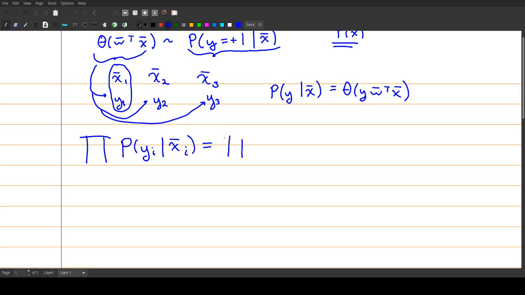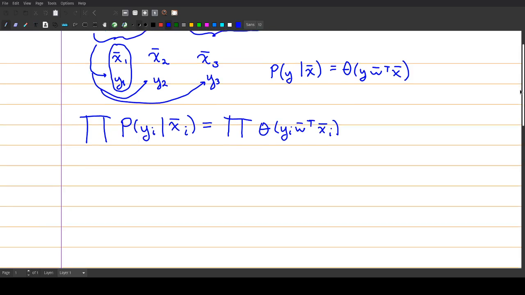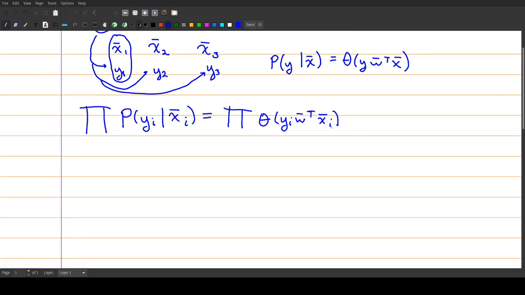So what I have is the product of theta of yi times w transpose xi. And now what we do in the maximum likelihood method is just find the w that maximizes this.